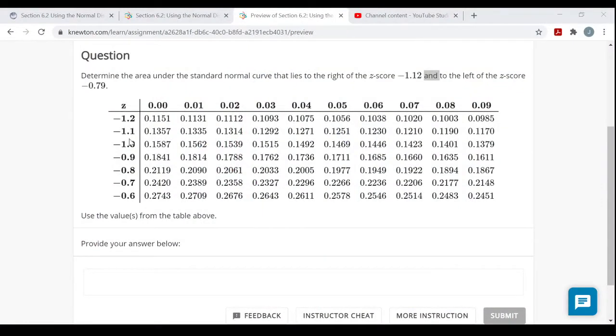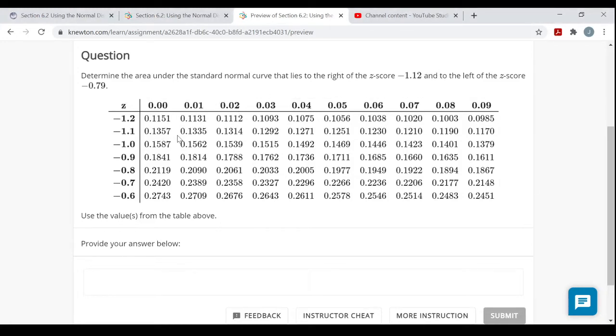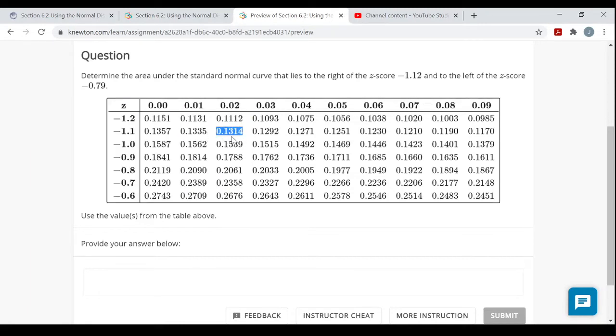So again, I go -1.1 on the left column here, and then 0.02 is the hundredths place. And -1.12 has this right here, right there. See, that's the score that I'm seeing, 0.1314. So 13.14%. Again, these numbers in here are areas to the left. So 0.1314 represents the area under the curve to the left of -1.12 z-score.